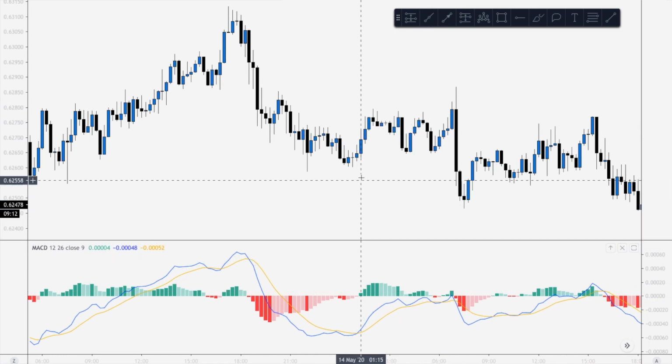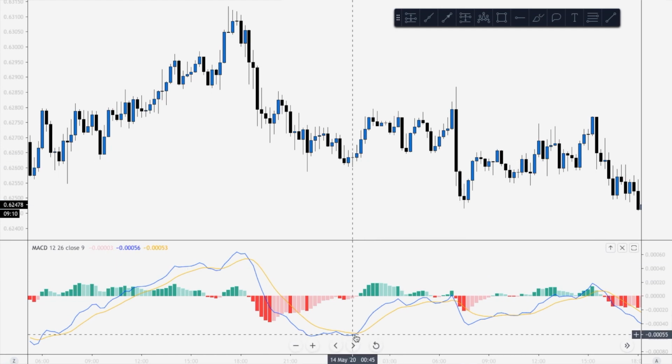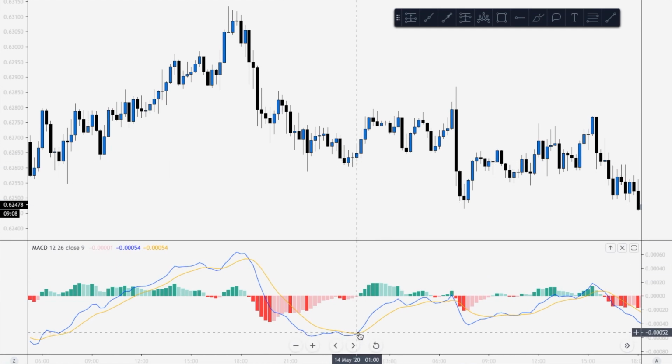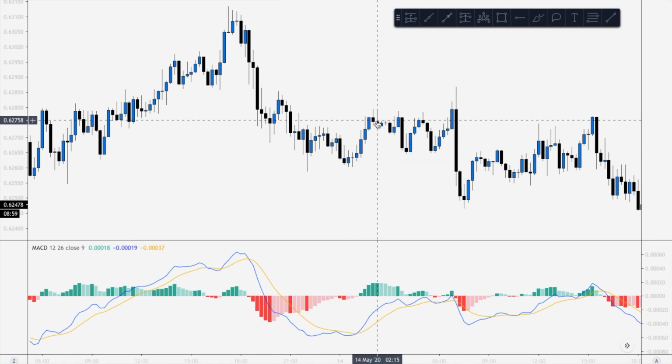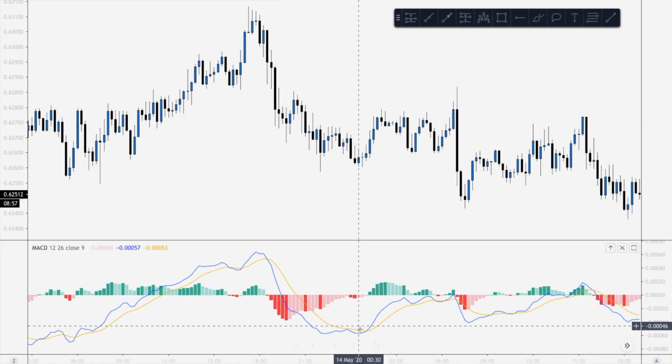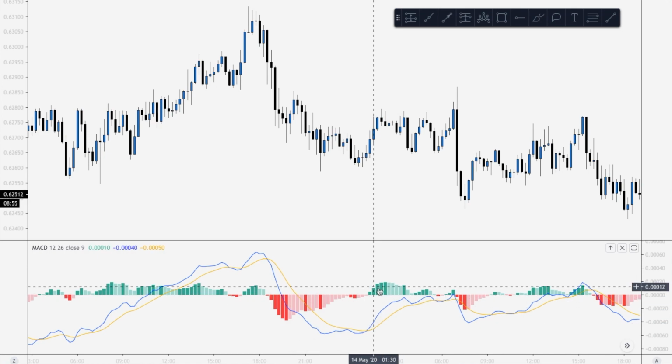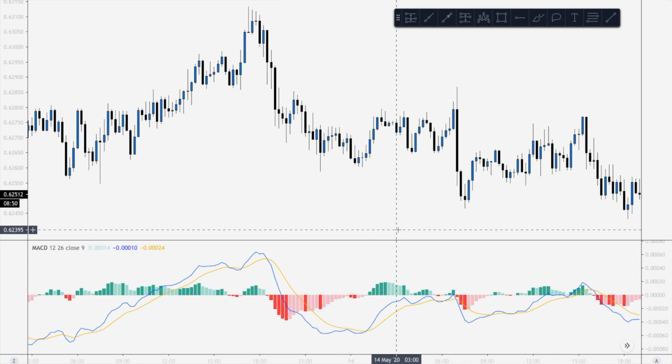Like in this case, here we can see that the MACD line and the signal line crossover happened, and at the same time the histogram turned green and the price started moving up. So the traders first look for the crossover and then wait for the green bar to form above the baseline and then enter the buy trade.